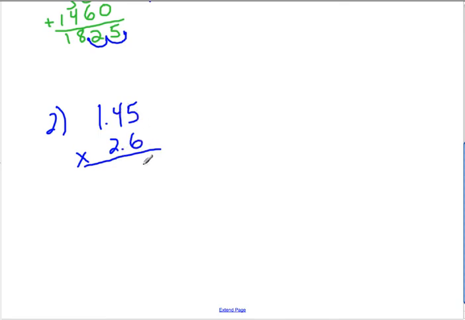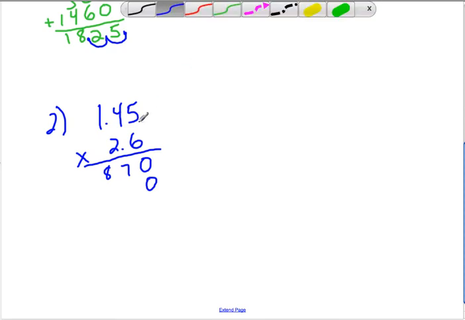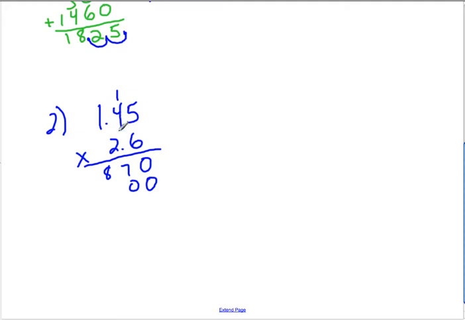So 6 times 5 is 30. Carry the 3. 6 times 4 is 24, plus 3, that's 27. And then we have 6 plus 2 is 8. Placeholder 0. 2 times 5 is 10. Let me get rid of these. We've already used those. Okay. So now we have 2 times 5 is 10. Carrying the 1. 4 times 2 is 8. Plus the 1 is 9. And then 2 times 1 is 2.